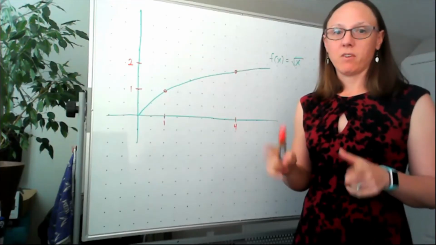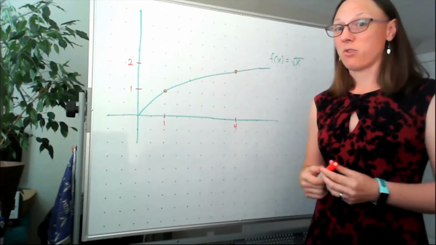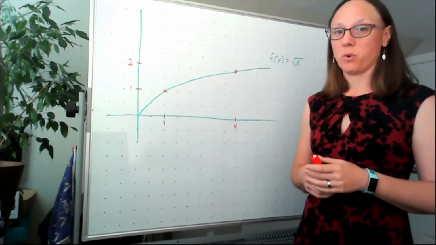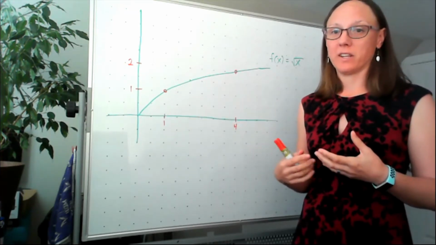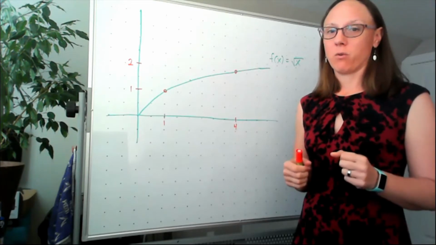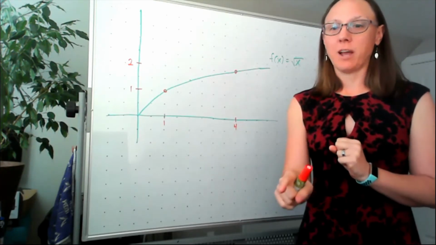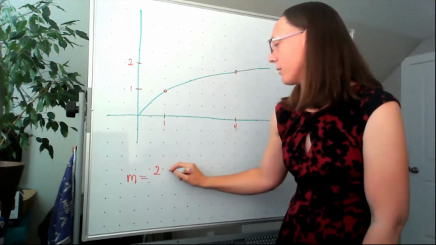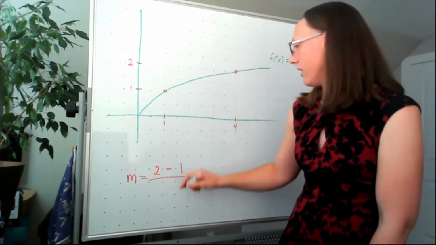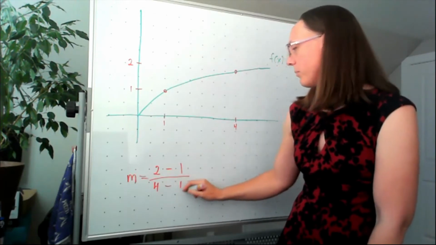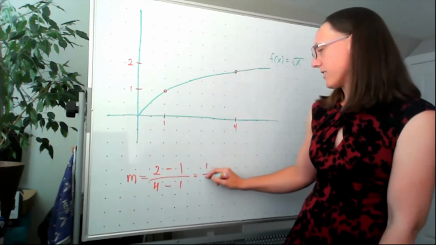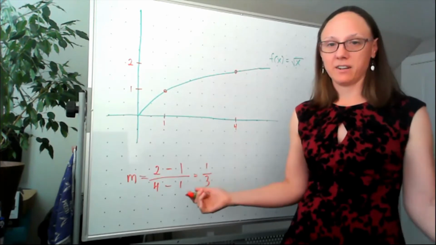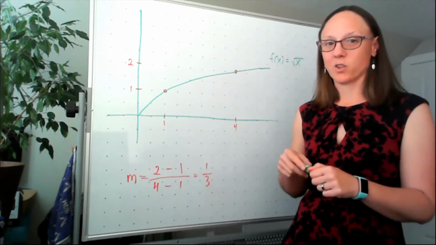So really quickly, on your paper, if I were to draw the secant line between those 2 points, meaning a straight line connecting those 2 points, what would you get for a slope? Hold on to it. Don't type it in the chat just yet. Our change in y over change in x could be 2 minus 1 over 4 minus 1. There's that 1/3 that folks put in the chat. Looks like that is our correct slope.